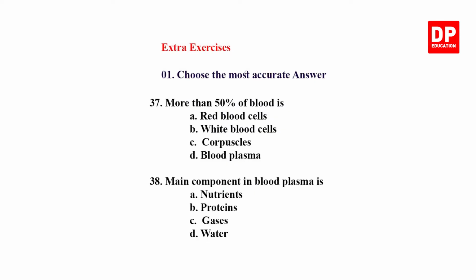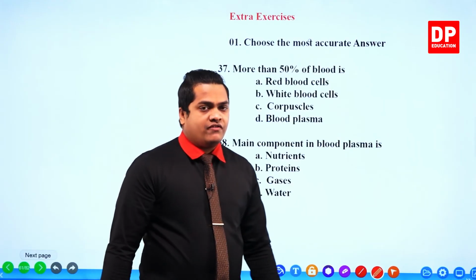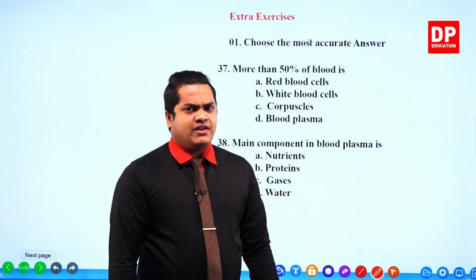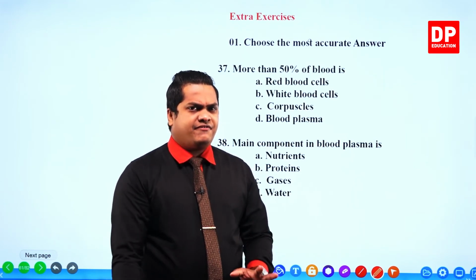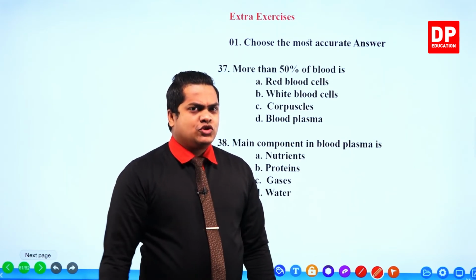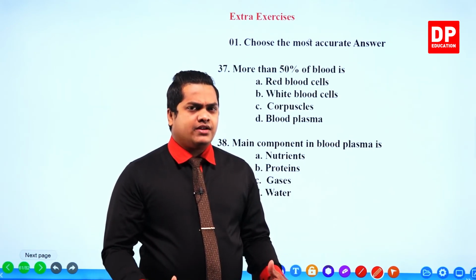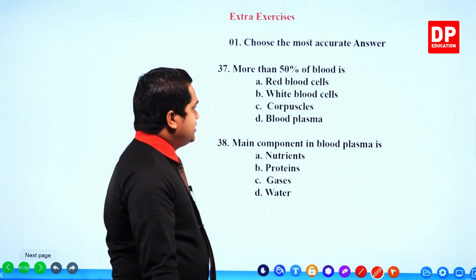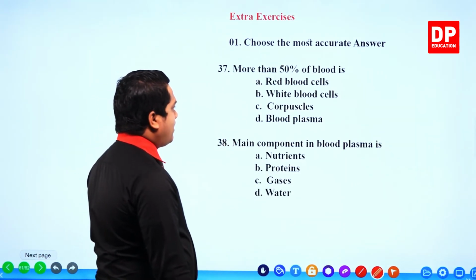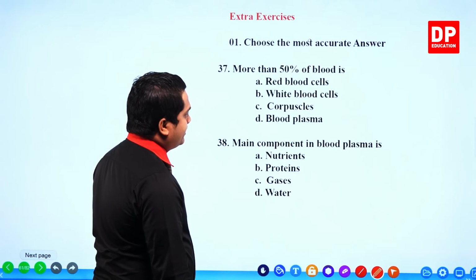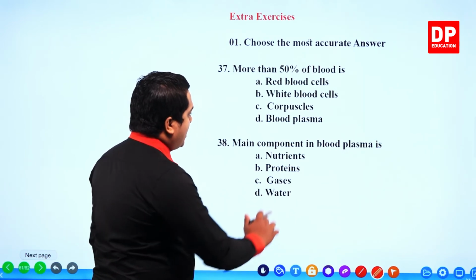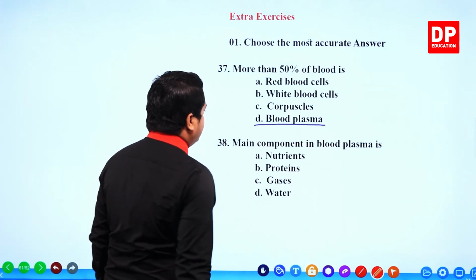More than 50% of blood is quite obvious. More than 50% of the blood is the liquid part, right? Actually 55 to 45. So more than 50% of the blood is blood plasma, which is the liquid. So blood cells, incorrect. White blood cells, once again incorrect. Corpuscles, incorrect because 45%. Blood plasma, that's our correct answer.